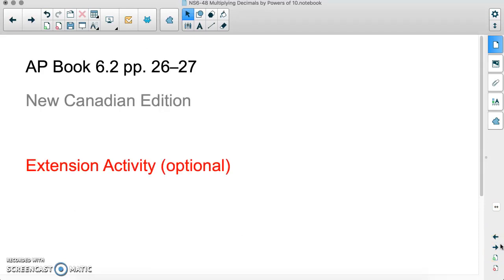Okay, so your assignment today is your Jump Math book, pages 26 and 27. And then when you are done, you can give that extension activity a try if you are ahead and you have time to do it.